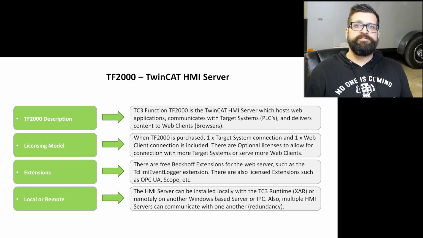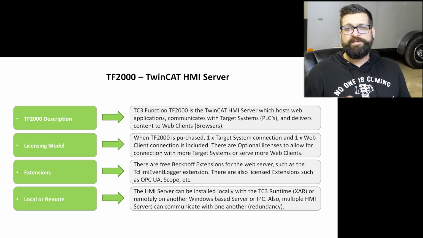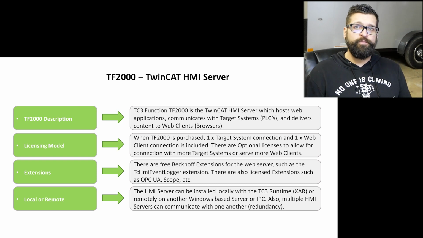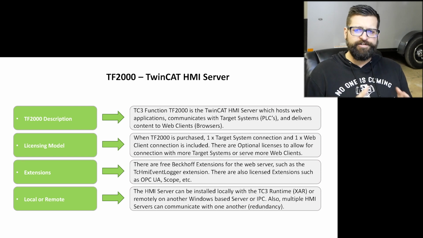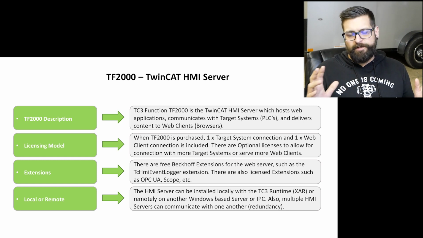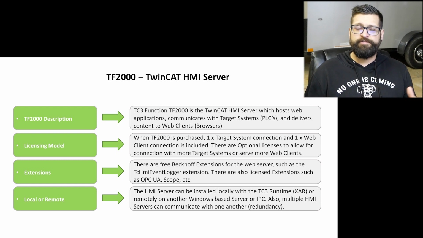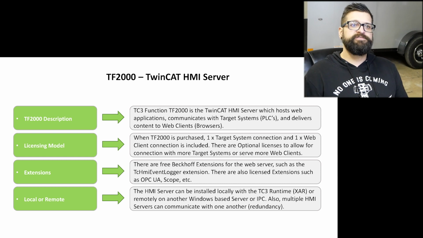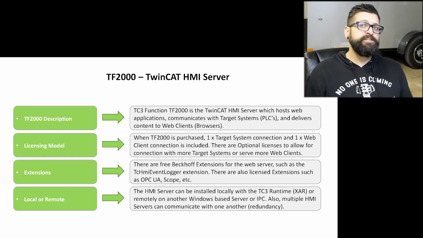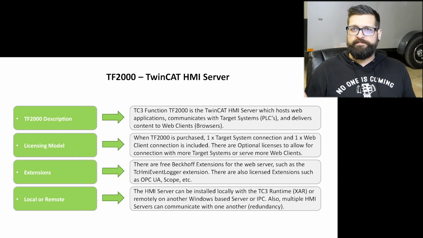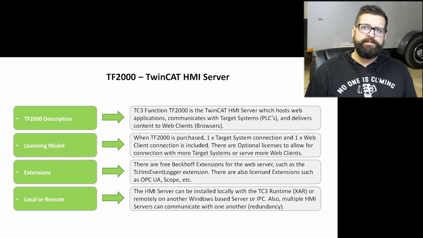Then there's optional licenses for if you want multiple TwinCAT runtimes connected to one web server. And then there's also option packages for if you want more than one client connected to that web server. Beckhoff has been very heavy in OEM development, so a lot of times TwinCAT runtimes are used in machine builders that ship one PLC or multiple PLCs, but there's only one HMI for that entire specific custom machine. Maybe you only need the base package of one target system and one web client.